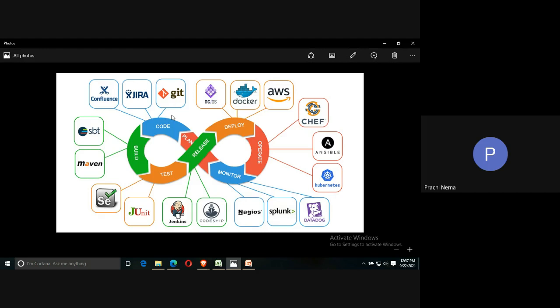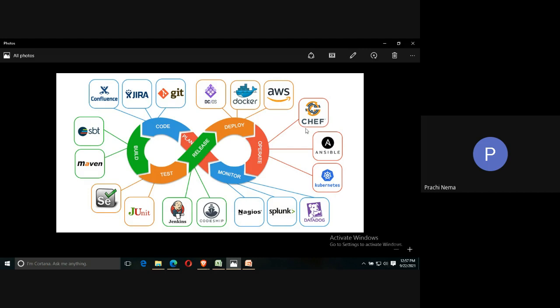Like Git is a tool for the coding phase. Jira is a tool for the coding phase. Then Confluence is a tool for the coding phase. So like that, there are many tools. These are only a few which I have shown, but there are many tools available for each and every phase of DevOps. Like for build, there is Maven, SBT. For test, there is Selenium, JUnit. For release, there is Jenkins and CodeShip. Like that, Docker is a very popular tool. Then there are many tools available in Amazon Web Services for your deployment phase.